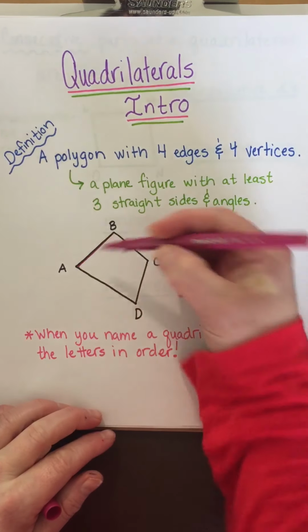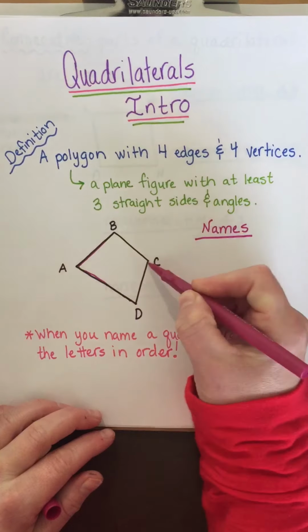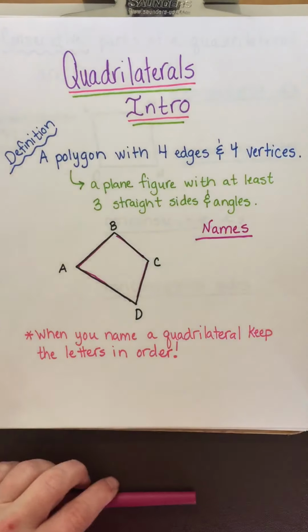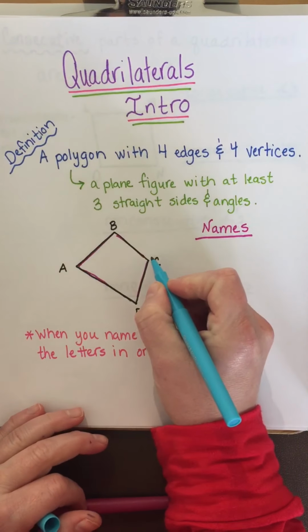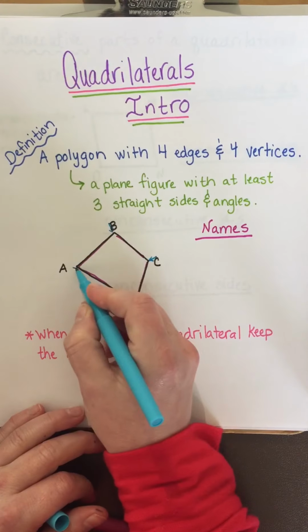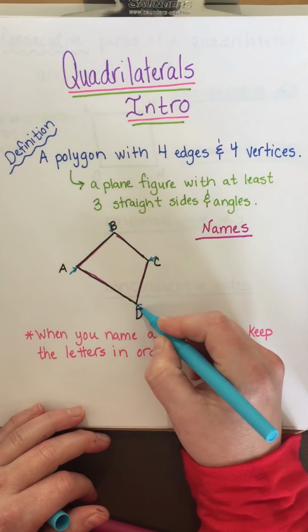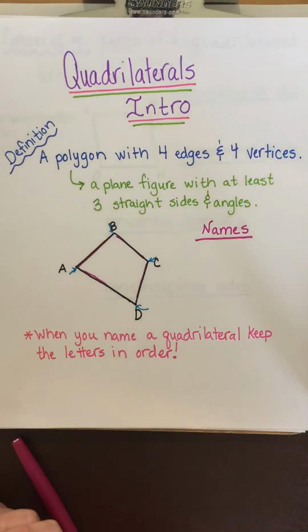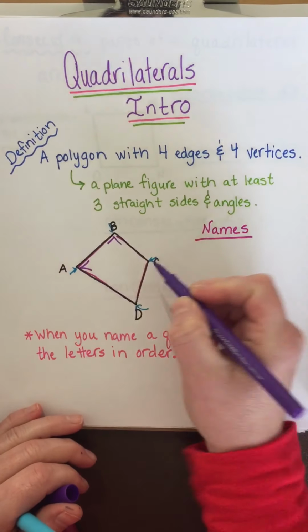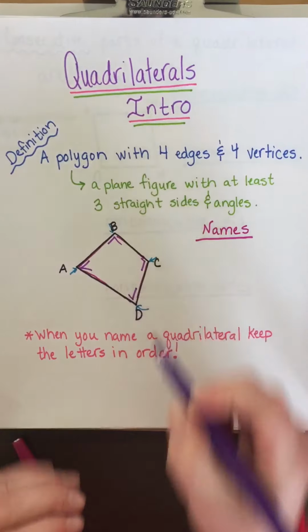here is an edge, here's an edge, here's an edge, here's an edge. There's your 4 edges. And then here is a vertex, here is a vertex, here is a vertex, and here is also a vertex. And then inside you have angles, right? Here's angle A, angle B, angle C, and angle D.